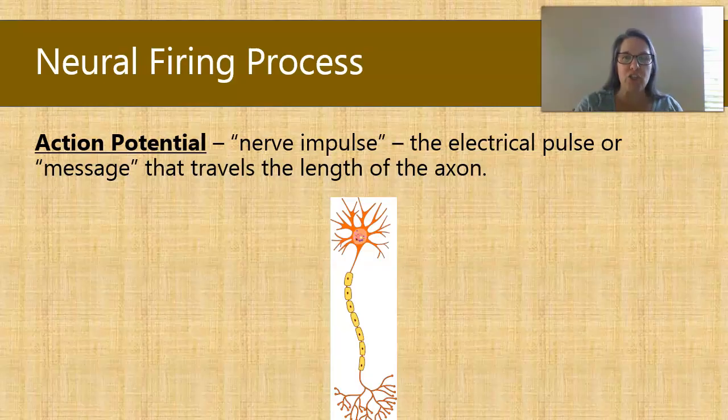So action potential, okay? Like I said, when we diagrammed the neuron, this is the nerve impulse or the electrical pulse or the message that travels the length of the axon. And remember, I said it goes from the dendrites down the axon and to the axon terminal buds. It's important that you remember the direction that this message is traveling.